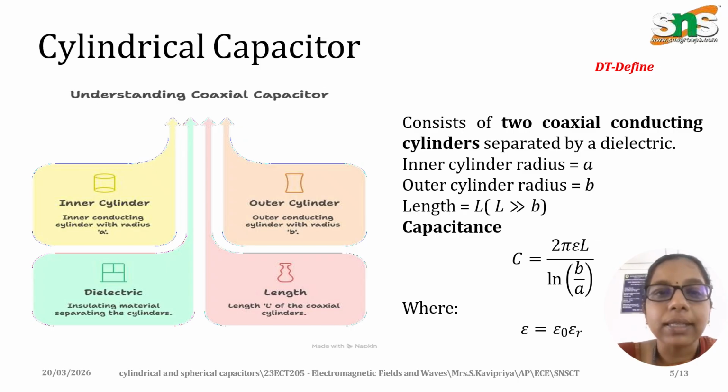Here the capacitance equation is given as C equals 2 pi epsilon L divided by ln of b by a, where L is the length of the cylinder, b is the radius of the outer cylinder, and a is the radius of the inner cylinder. And we all know that epsilon is nothing but epsilon naught into epsilon r.